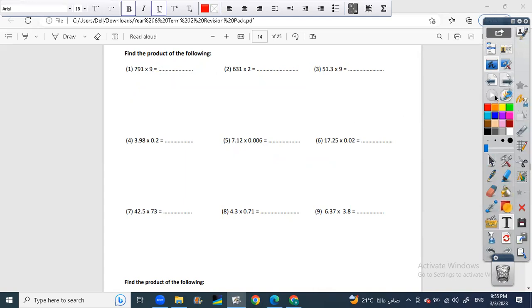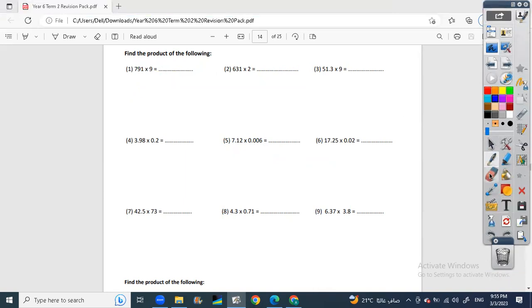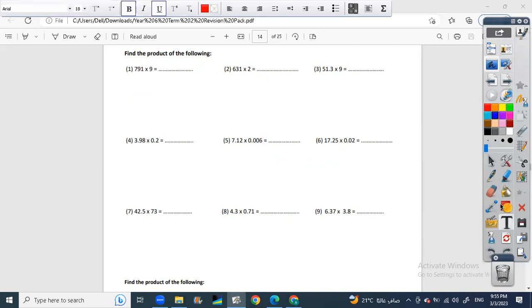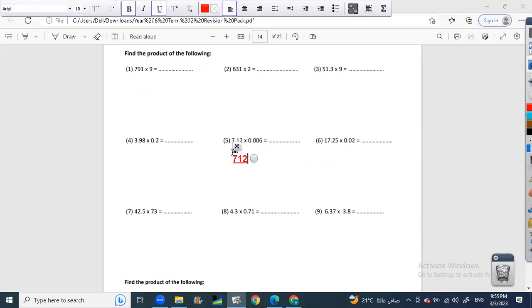The first step to multiply decimals is ignore the decimal points. So we've got over here 712, and I need you to multiply it by 6. All right? So it's 712, removing the decimal points. Ignore the decimal points completely. So it's 712 multiplied by 6. Let's do it right now.